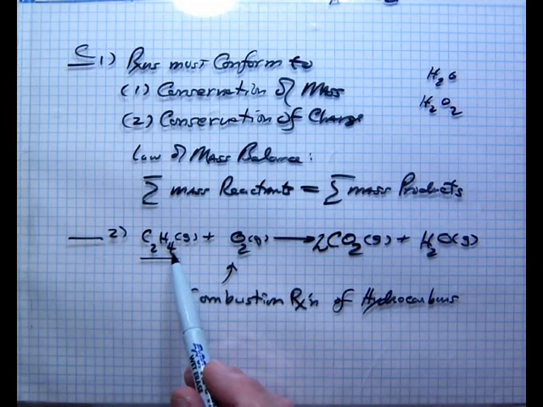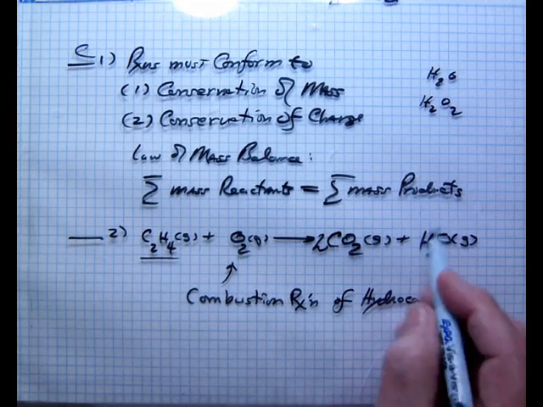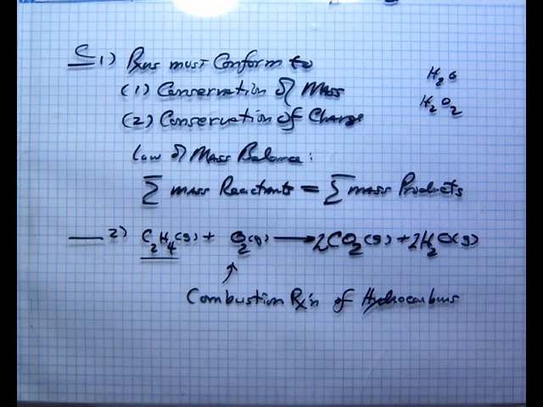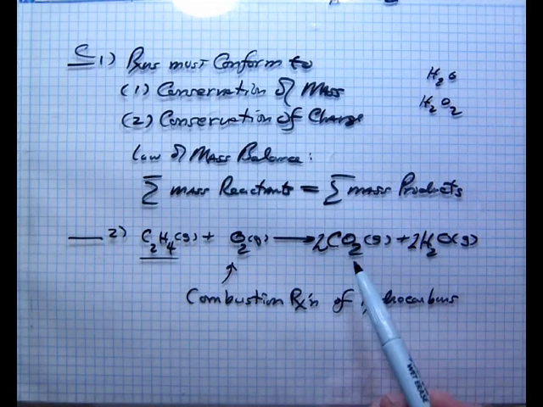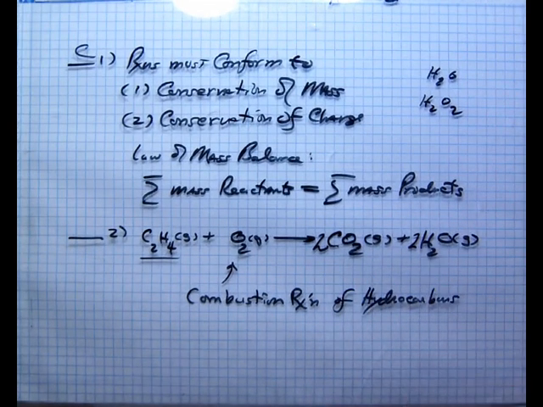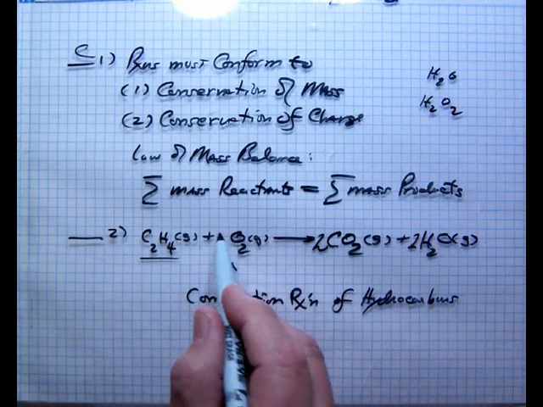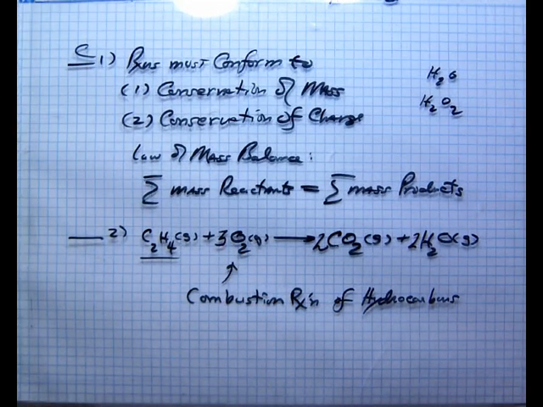Okay, next one would be hydrogens. Well, I got 4 here, and I got 2 there, so I can put a 2 right there. Then I count my oxygen. 2 plus 2 is 4, 5, 6. So it's real easy now to put that one in that context.